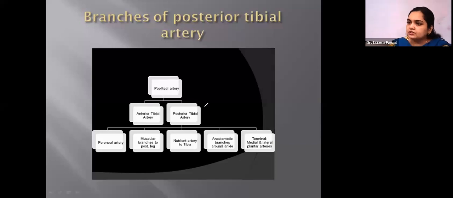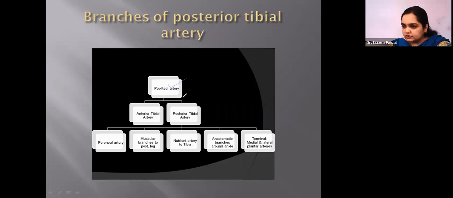Now the branches of the posterior tibial artery. It originates from the popliteal artery in the popliteal fossa, close to its origin. It gives one larger branch, that is the peroneal artery. The popliteal artery divides into the anterior tibial and the posterior tibial artery. The posterior tibial artery gives muscular branches to the muscles of the posterior compartment, the large branch that is the peroneal artery, and one nutrient artery to the tibia bone.